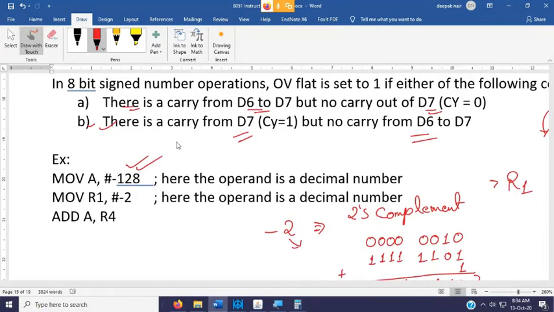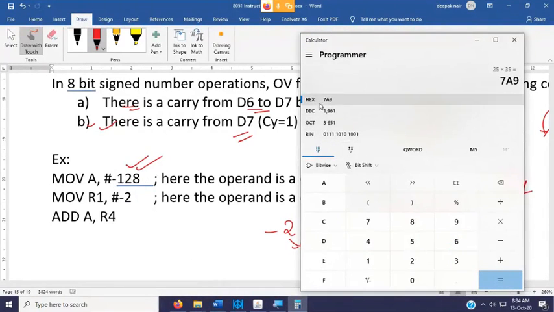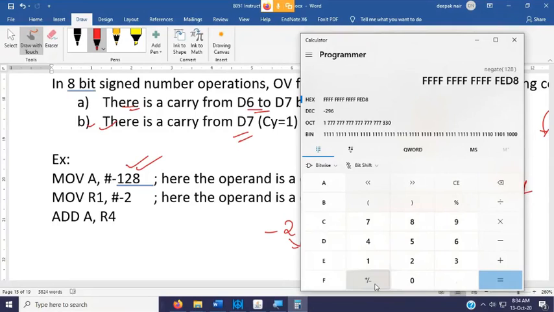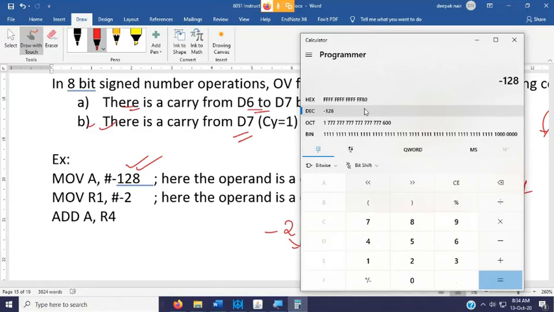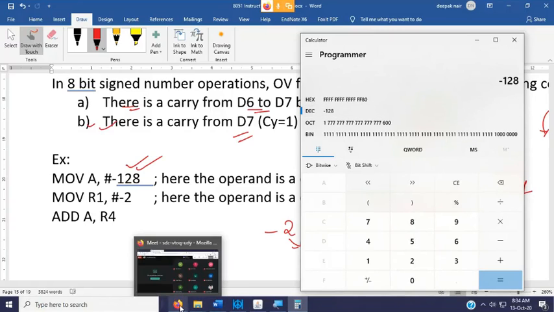Let me try if I can generate minus 128. I am working with hexadecimal numbers. I'll clear it, 128, and I will try minus. Not hexadecimal, sorry, because the number is decimal here. So I will take 128 and minus. So FF80 should be there in the accumulator. Let's check.